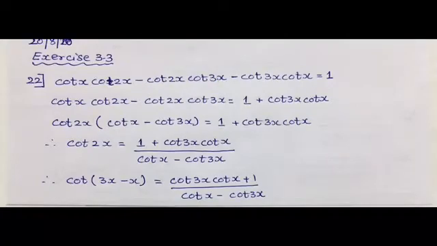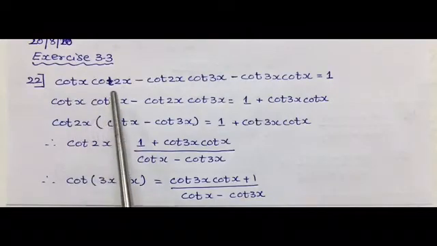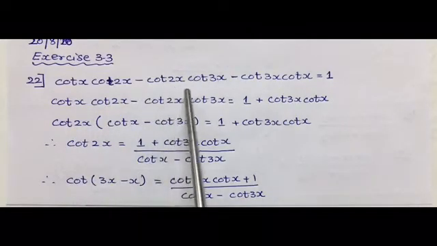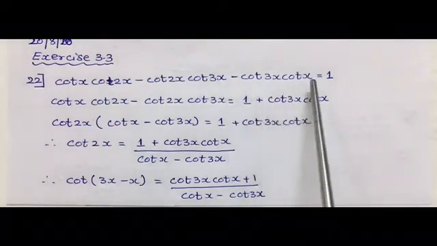Exercise 3.3, question number 22. It is given as cot x cot 2x minus cot 2x cot 3x minus cot 3x cot x equal to 1.